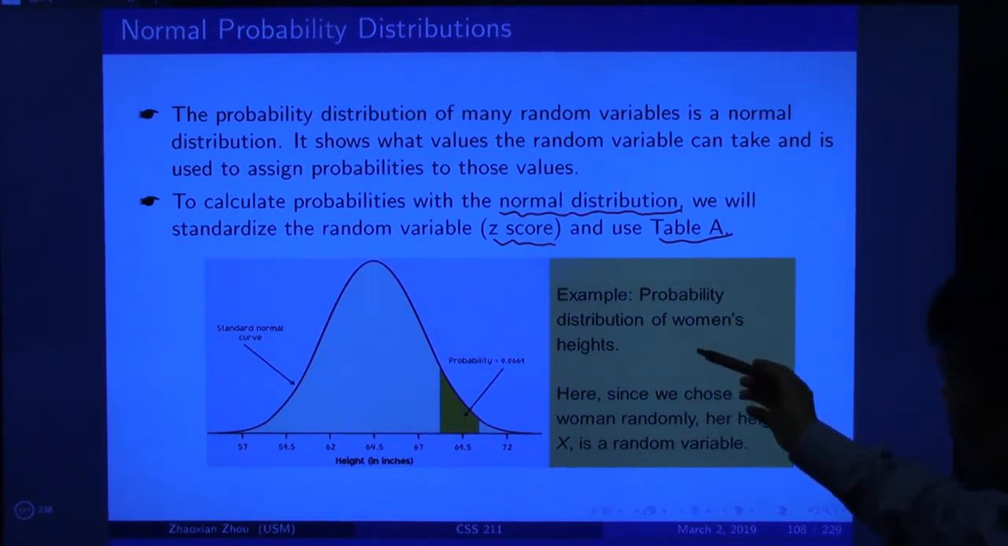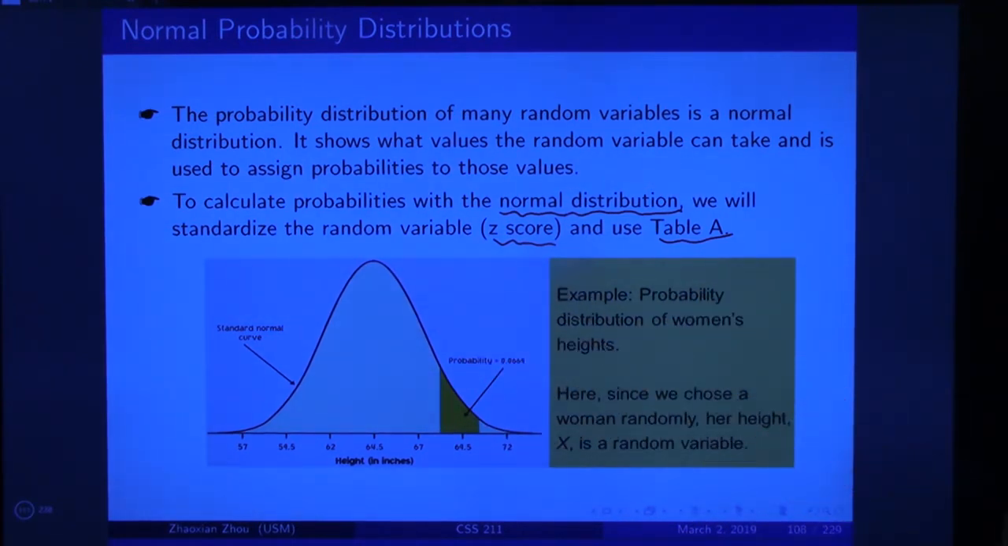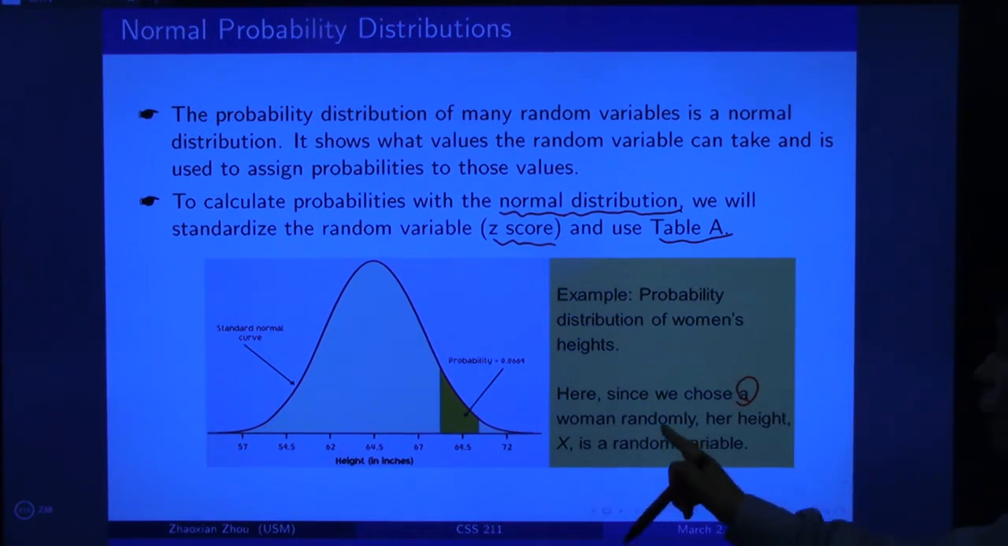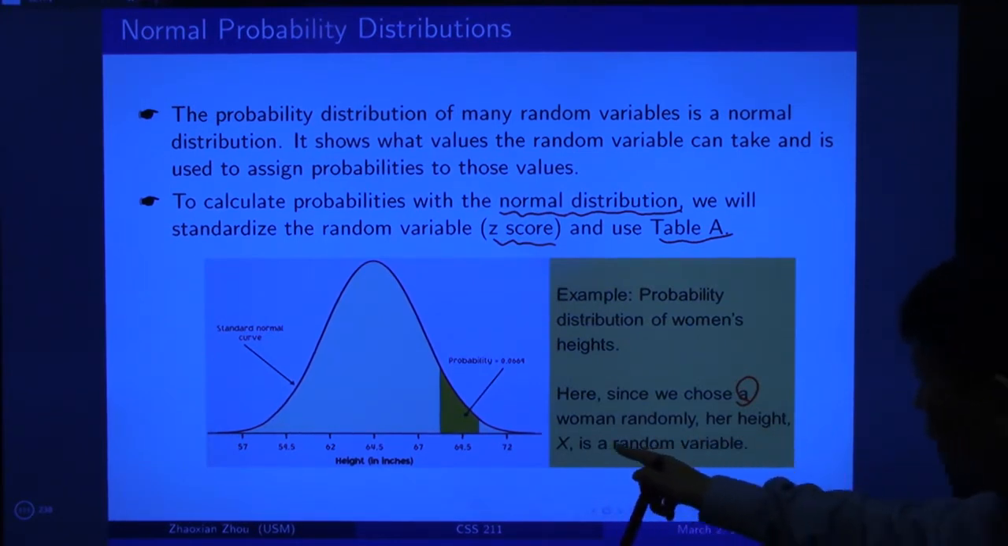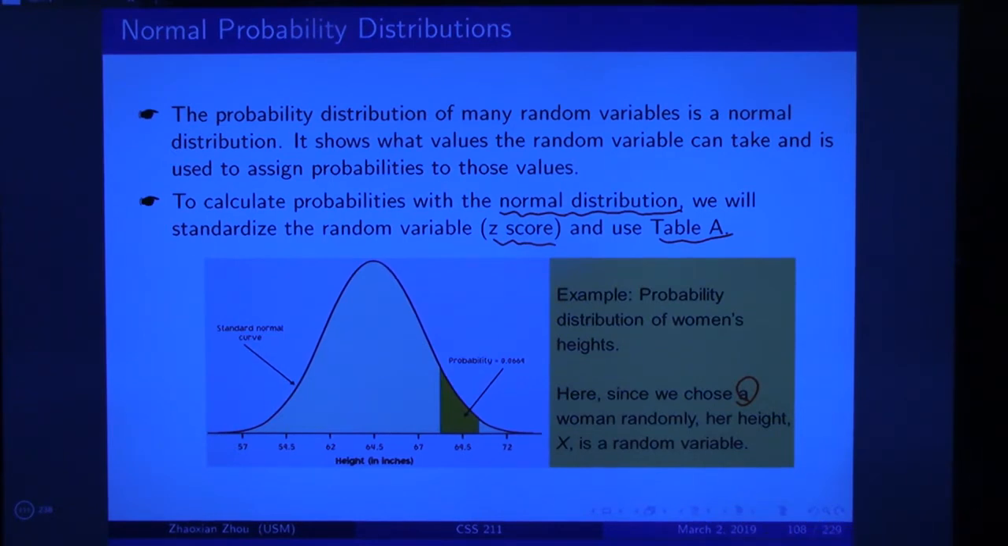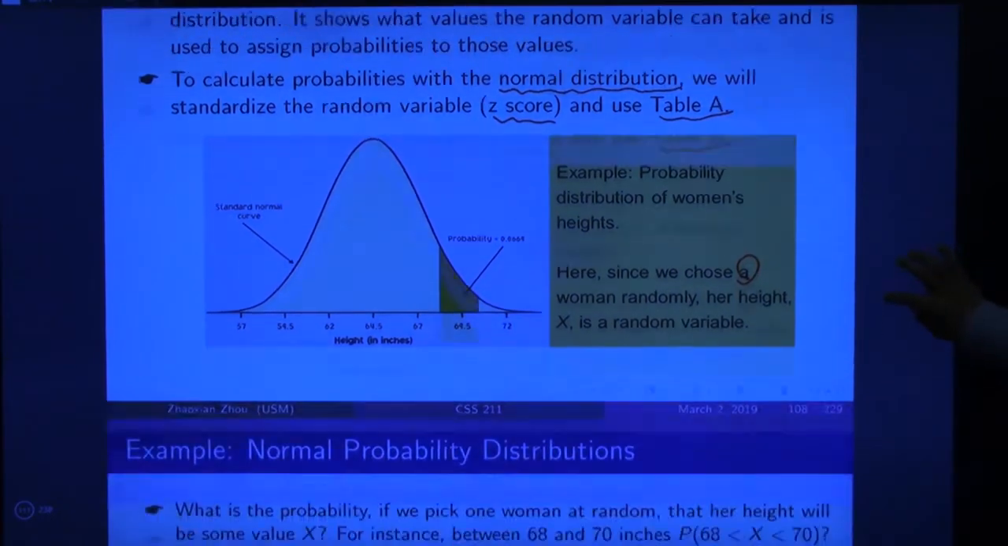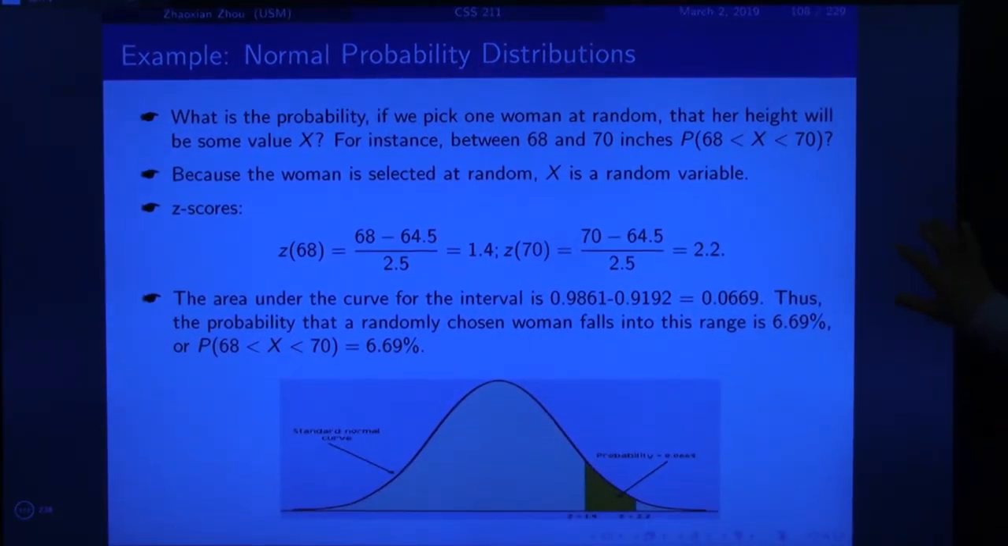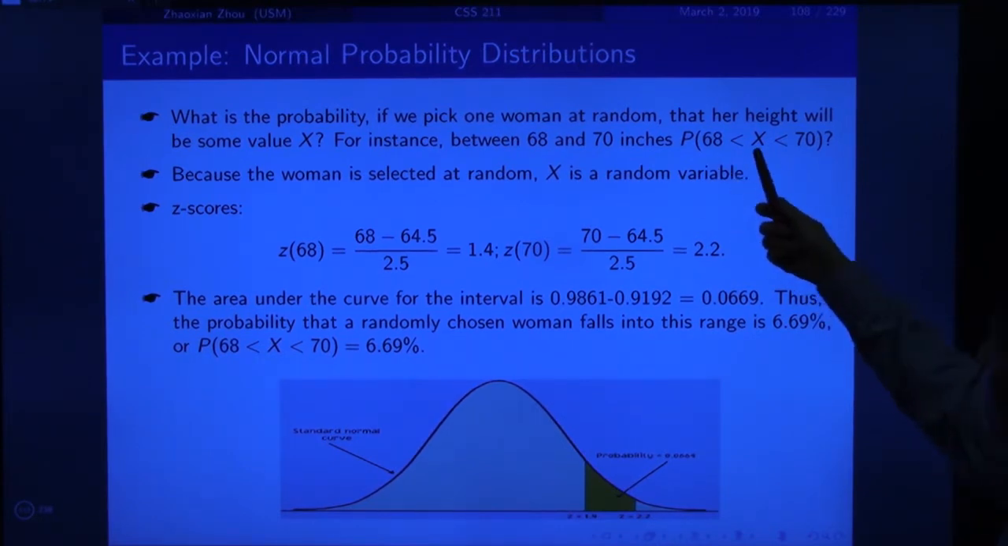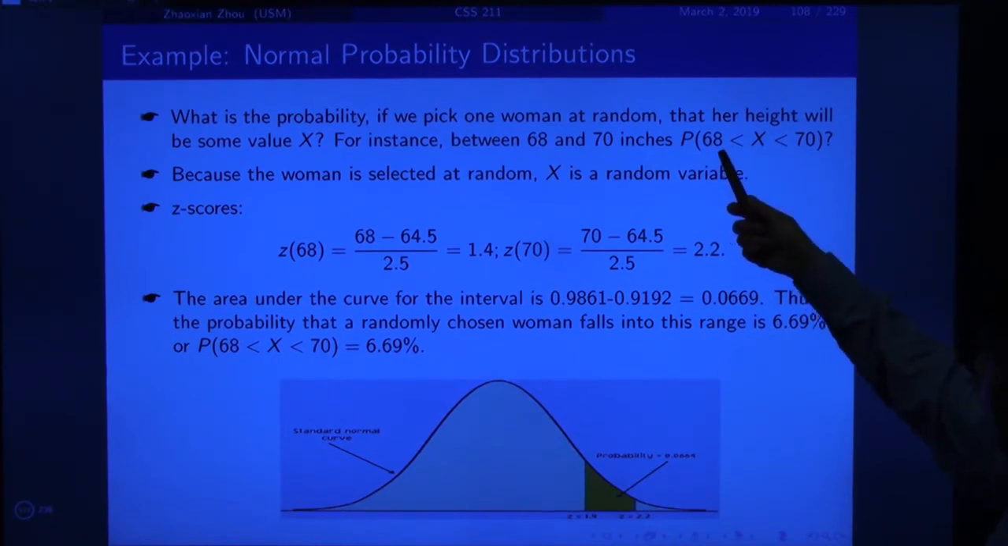Example: the probability distribution of a woman's height is a normal distribution. Here, since we choose a woman randomly, we choose only one. We do not discuss proportion anymore. We choose only one person randomly, and her height x will be a random variable. So here we have the example. What is the probability, if we pick one woman at random, that her height will be between 68 and 70 inches? The probability for the random variable x to be greater than 68 and less than 70.